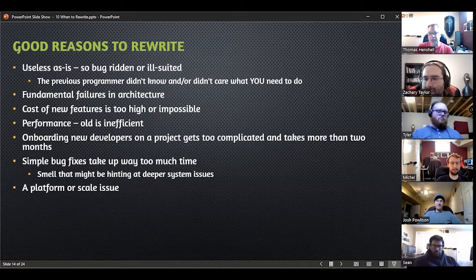Or there's a platform need, in that Steam has changed or Xbox has changed or something, and so we have to go and do something.